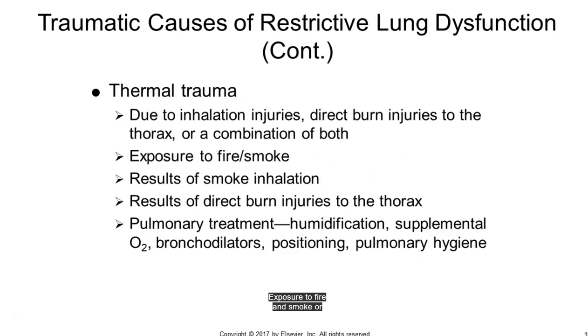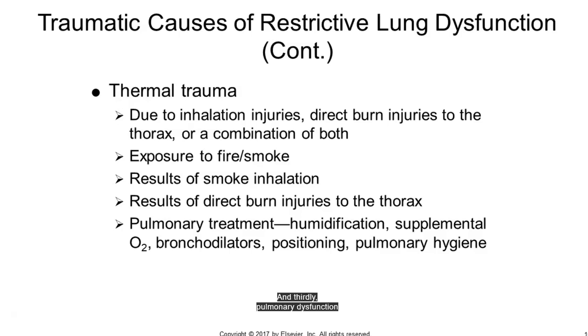Exposure to fire and smoke are the primary causes of thermal traumas. Usually there is a direct injury to the upper airway resulting in laryngeal and tracheal edema, with laryngospasm and bronchospasm common findings. Second, there is damage due to carbon monoxide inhalation, which causes severe hypoxemia, as the carbon monoxide binds to hemoglobin 200 to 300 times faster than oxygen.